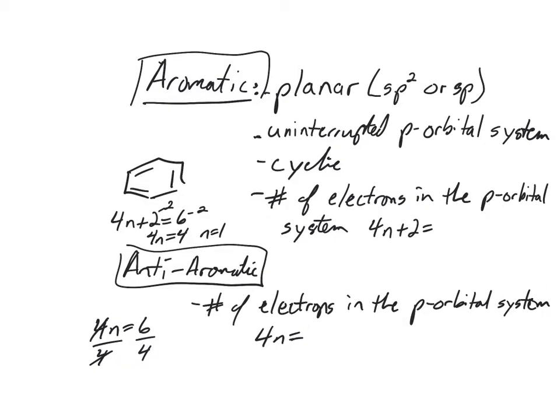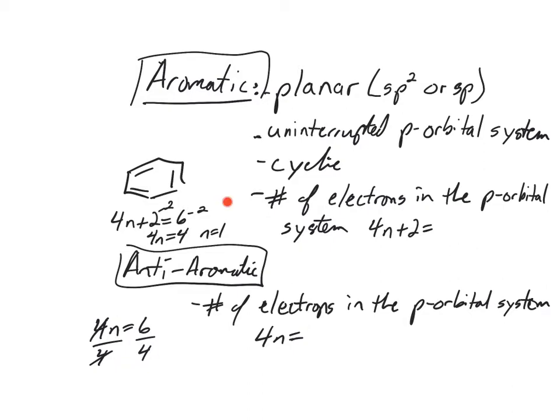So you can figure it out. 4 would be anti-aromatic. 8 would be anti-aromatic. 2 would actually be aromatic. It'd work out, you get a 0 for a whole number. So just be thinking about those numbers. Non-aromatic is everything else. If any one of these things is off, such as not being planar, not having an uninterrupted system, or not being in a ring, then it's non-aromatic.